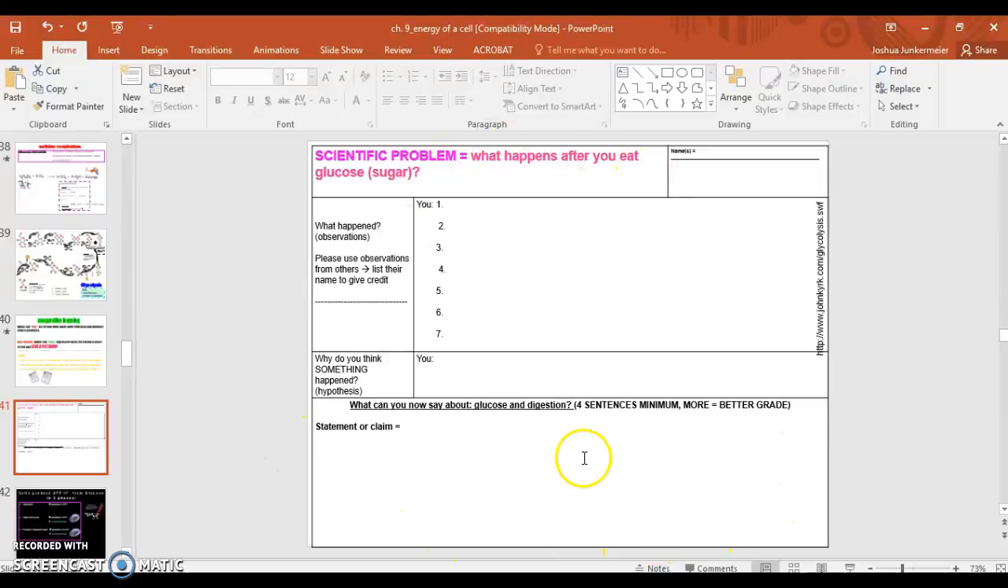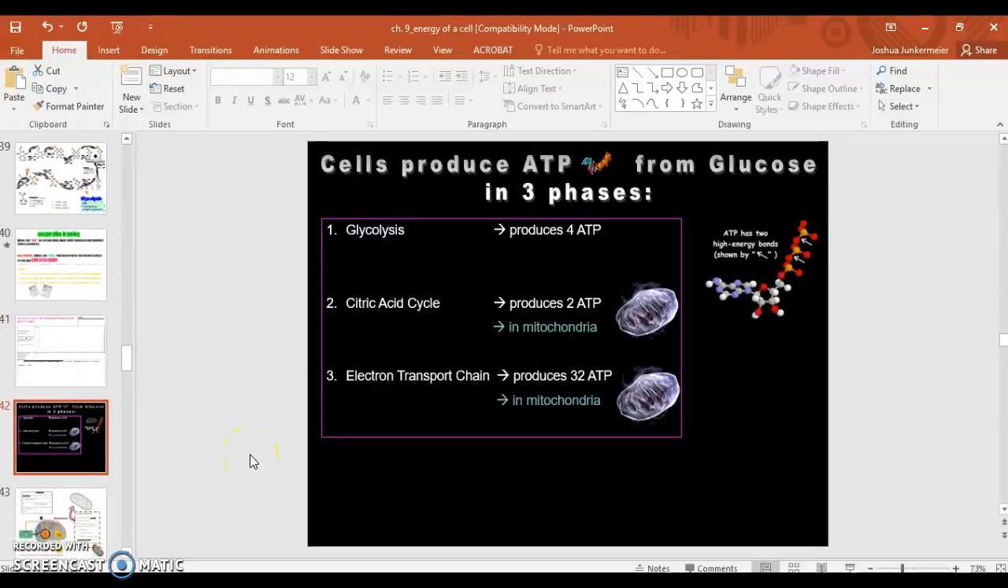If you don't have this worksheet, no big deal. Just follow this structure of scientific problem, write that down, write your observations, your hypothesis, and your statement of understanding down here in your notebook. Just title that page Statement of Understanding and you're fine. Or you can get a separate piece of paper and then put it in your Chapter 9 pocket. All right, moving on. Here we go.